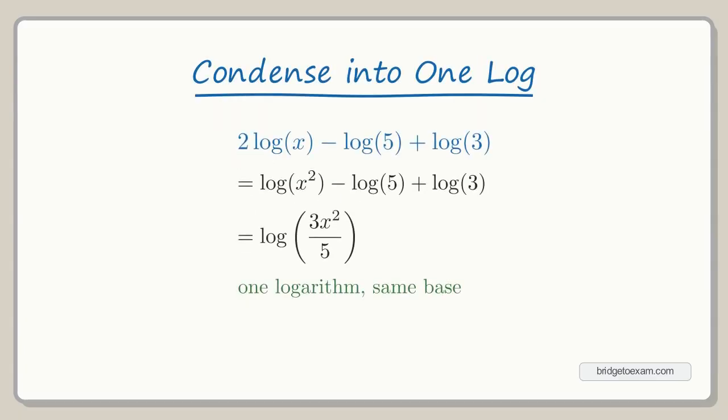Condense 2 log x minus log 5 plus log 3. The coefficient 2 becomes a power, giving log of x squared. Addition becomes multiplication and subtraction becomes division, so the expression condenses to log of 3x squared over 5.